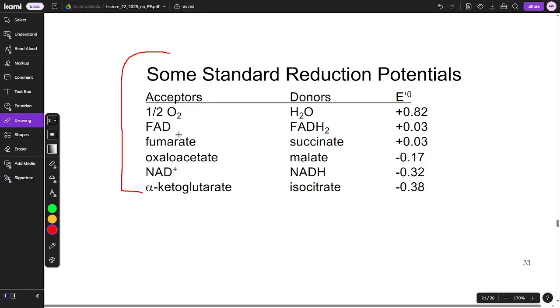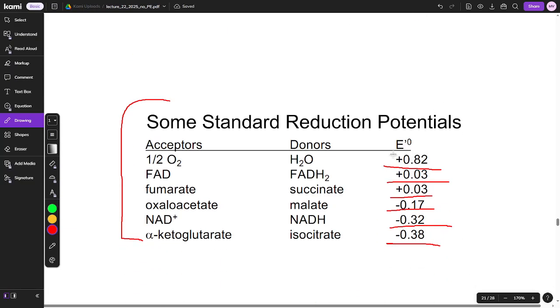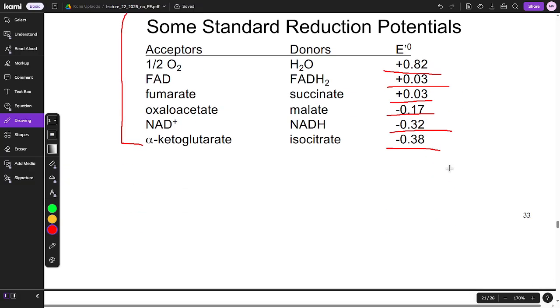So what this means is oxygen loves being reduced. FAD also likes being reduced. Fumarate also likes being reduced. Oxaloacetate, not so much. NADH, not so much. Isocitrate, not so much. So these guys like to act as donors, basically. Or they like to accept electrons in this case, because they're actually doing reduction potentials. So these guys like to accept electrons, and the rest of them don't. Down here, at least, they don't. These three do.